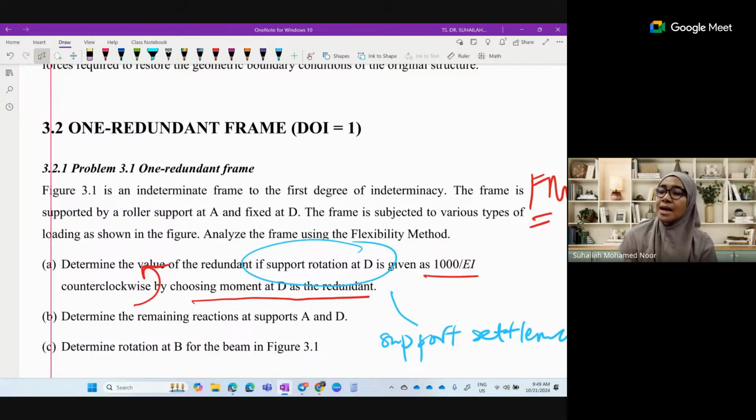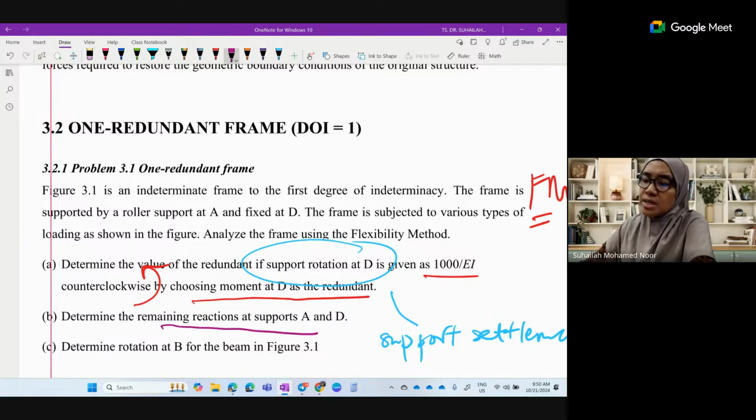Okay, so bila decide, bila ada support rotation ni, you kena pilih the best option lah. The best option kalau yang for this case rotation, moment tu jadi redundant. So that dia moment dengan, kena ingat partner dia tadi tu, moment dengan rotation, P dengan delta.